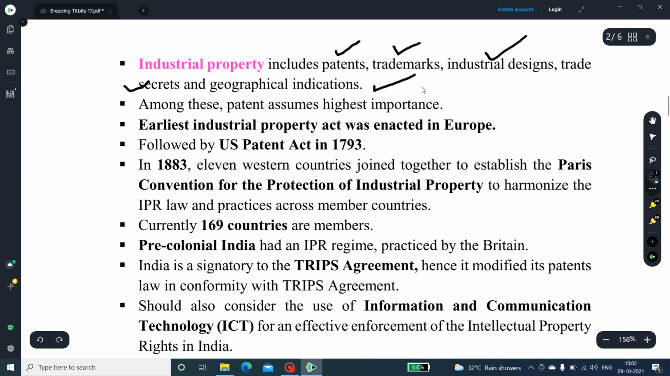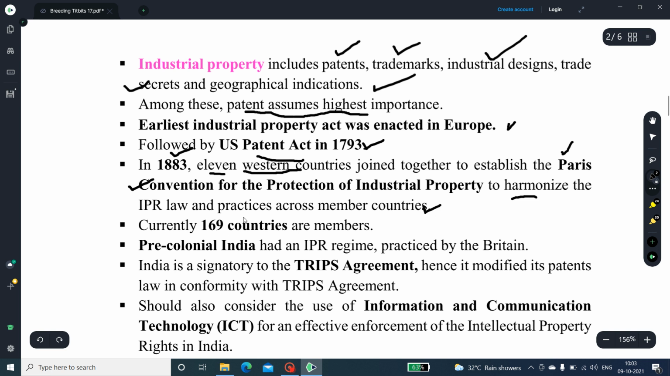Next, we will see the industrial property that includes patent, trademark, industrial designs, trade secrets, and geographical indications. Among these, patent assumes highest importance. The earliest industrial property law was enacted in Europe, followed by the US Patent Act in 1793. In 1883, 11 Western countries joined together to establish the Paris Convention for the Protection of Industrial Property to harmonize the IPR law and practices across the member countries.